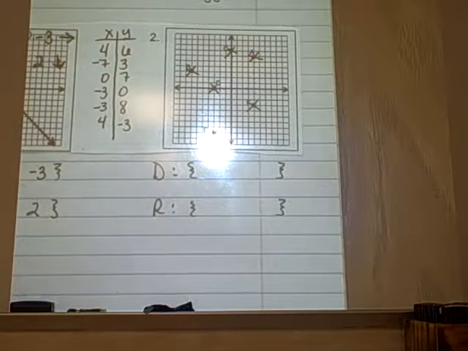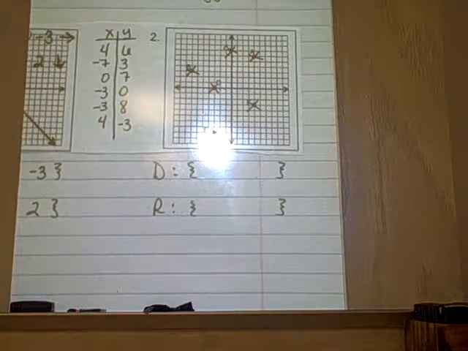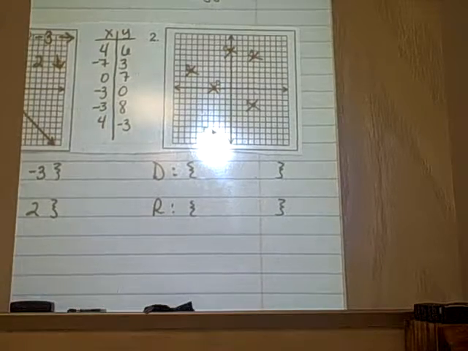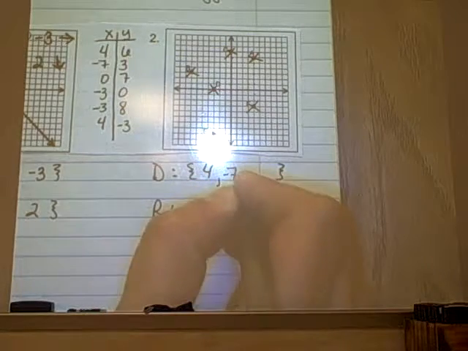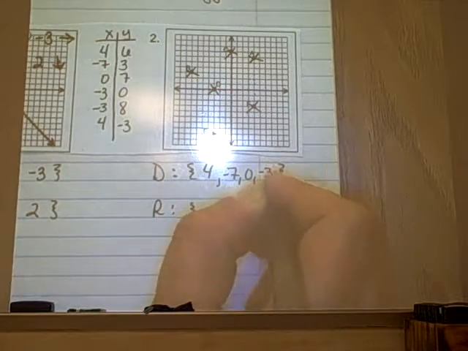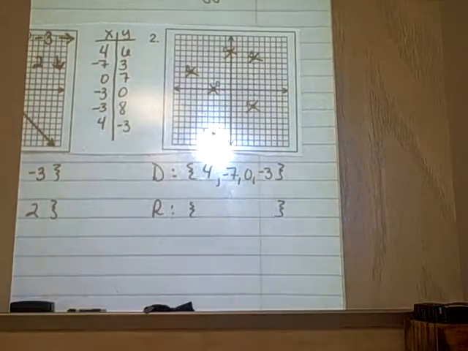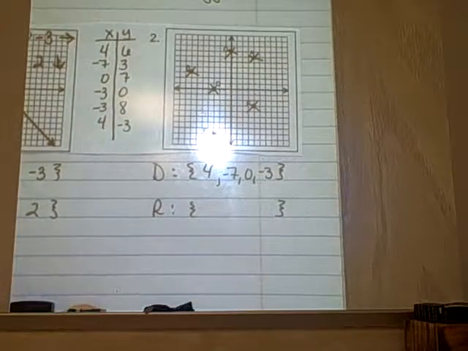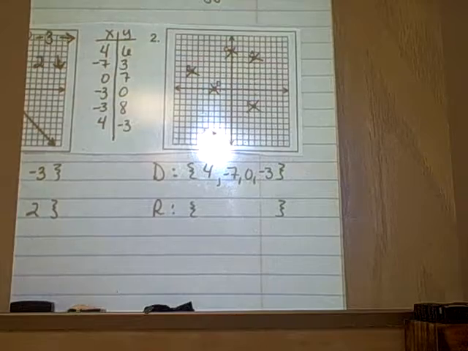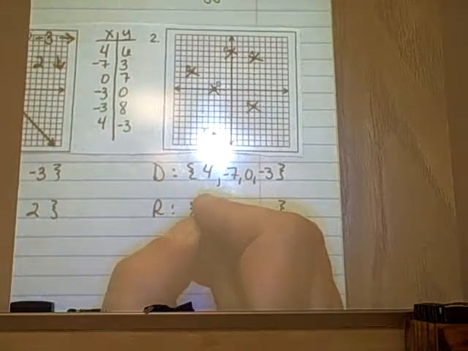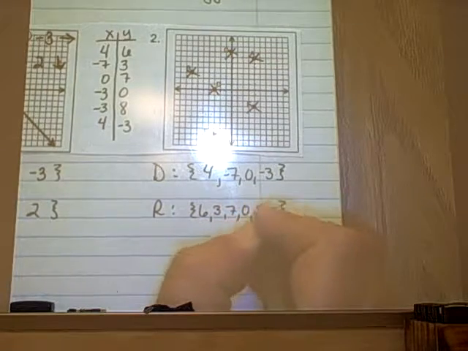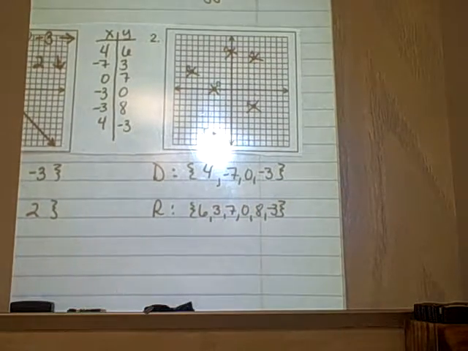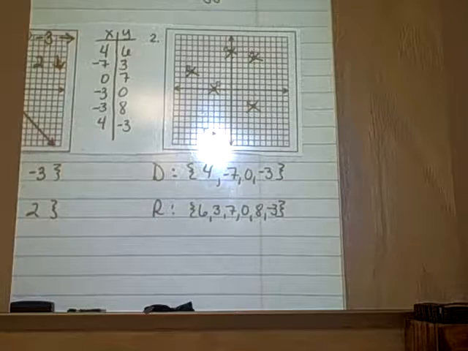So we're going to write the domain and range. Domain is all your x numbers. Range is all your y numbers. Don't repeat a number if it's in the list more than once. So domain on this one is 4, negative 7, 0, negative 3. And I'm not going to do the negative 3 twice, and I'm not going to do the 4 twice. And then range, nothing repeats, so let's just write them all down. 6, 3, 7, 0, 8, negative 3. Simple as that.